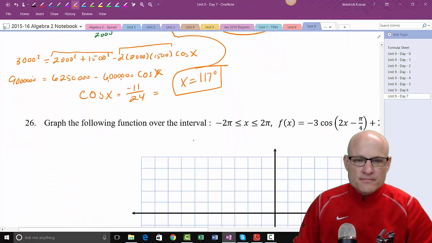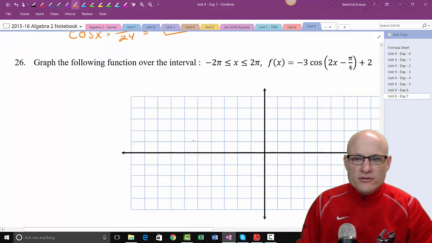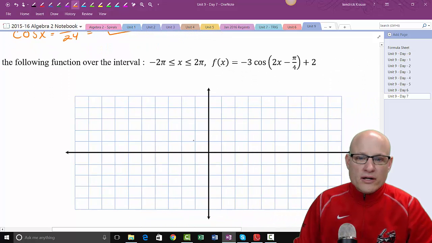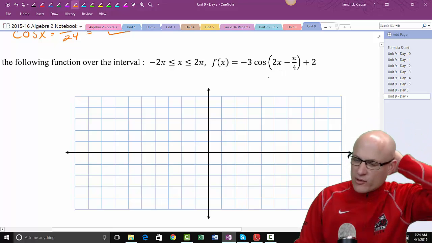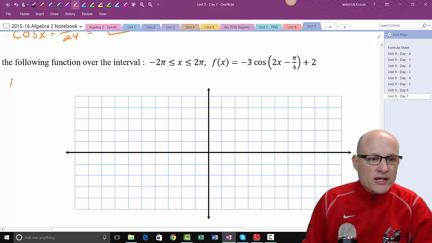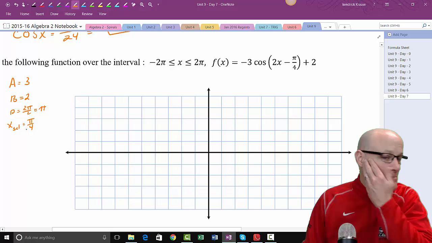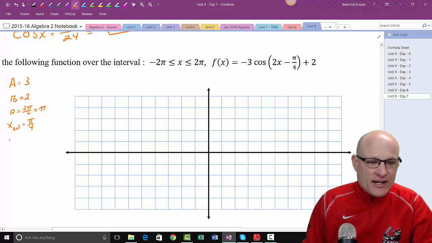What happened? Graph the following function. Oh, well, what the heck? We'll do it anyway. Told you I wasn't going to ask you about pi, but we'll do the phase shift. A is equal to 3. B is equal to 2. Period is equal to 2 pi over 2, which is just pi. My x scale is pi over 4. My d value is 2, so that's y equals 2.